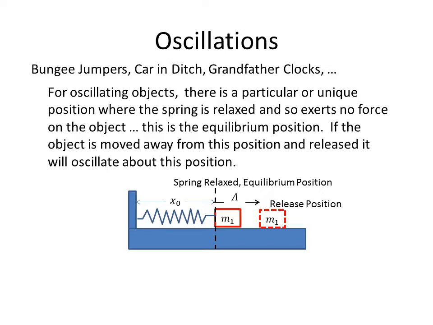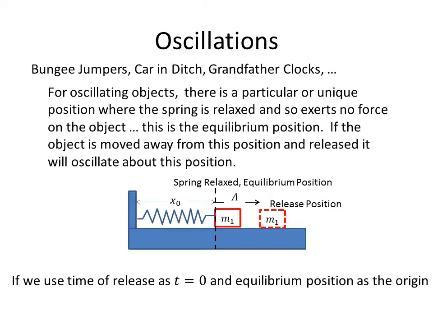How do we describe this motion? Well, just like in the previous examples, we have to pick an origin and also a time zero. So for time zero, we're going to use the time of release. This is a unique time because after you release it, the only significant force acting on the object is the spring force. So we're going to call that time equals 0. And we're going to choose the equilibrium position as the origin. There is another position that would be interesting in this problem called the release position, and we'll talk about that later. But for the moment, we're going to stick with the equilibrium position as the origin.